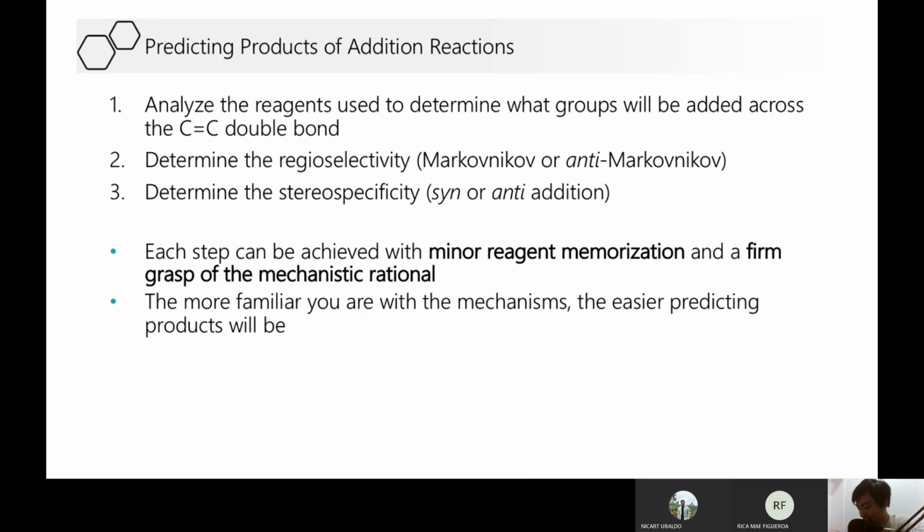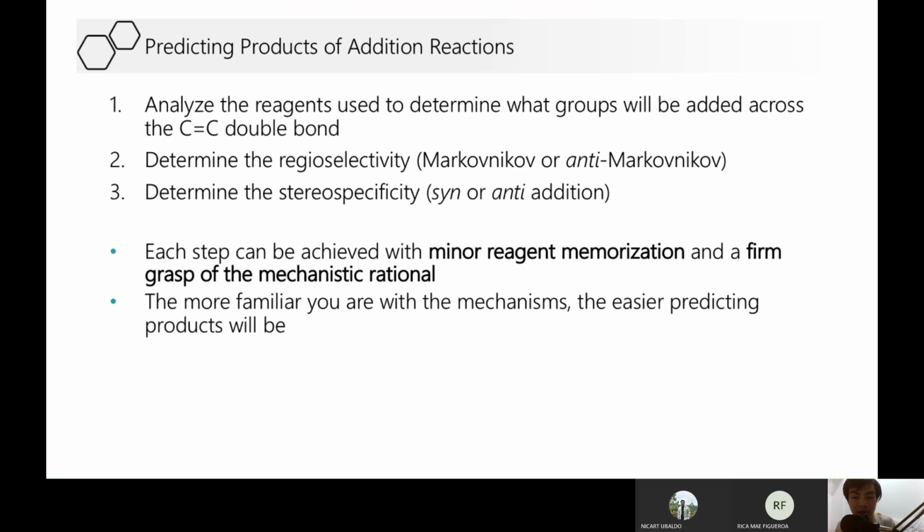So this is the summative part. We can do this, or we can skip it, but we'll go through it real quick so we can finish. Basically, the summary of our lesson: when predicting addition products, you need to know where the nucleophile attaches, whether it is regioselective, Markovnikov or anti-Markovnikov, and whether syn or anti-addition occurs. That's the key idea.